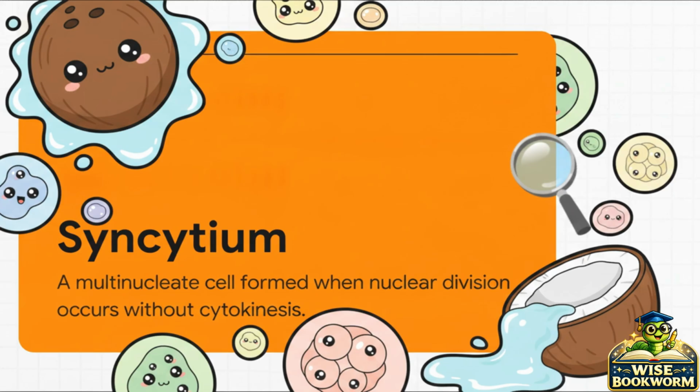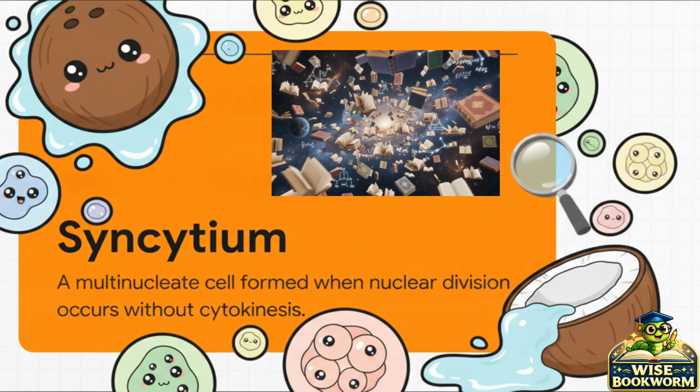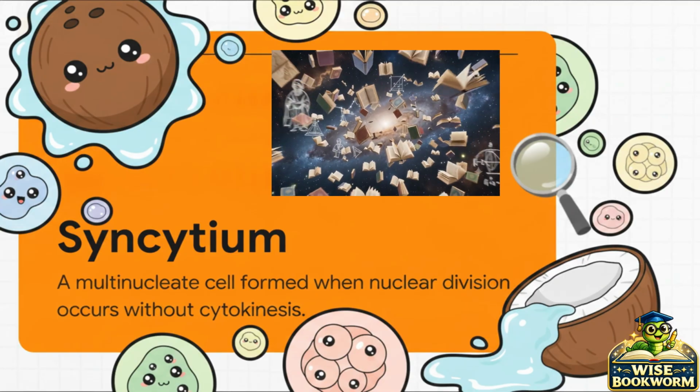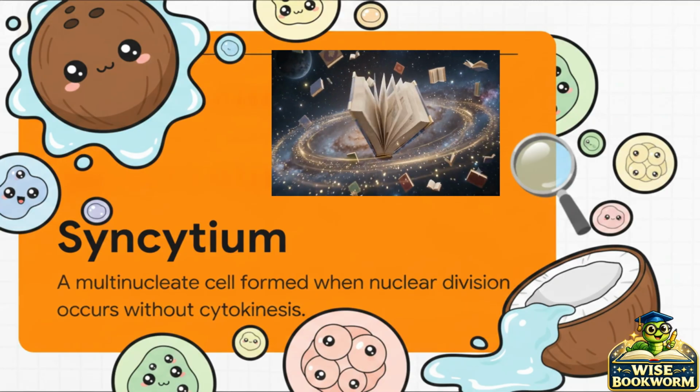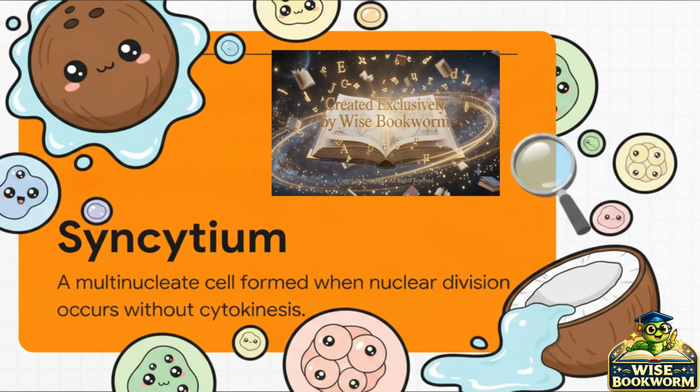Okay, but what happens if a cell finishes dividing its nucleus over and over, but then just forgets to divide the actual cytoplasm? Well, you get a syncytium. It's essentially a giant multinucleated megacell. The nucleus duplicates, but the outer boundary never actually splits.